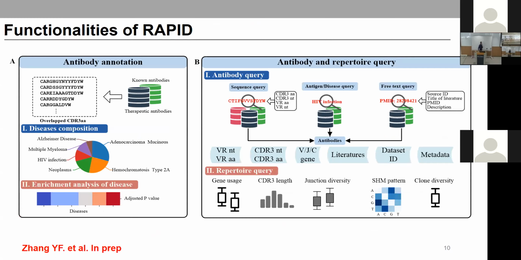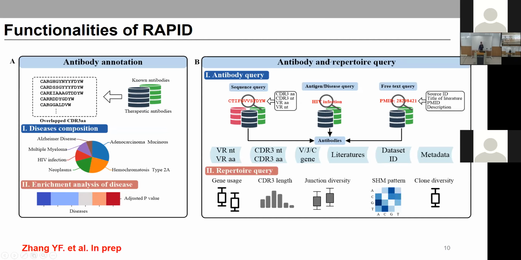So these are the functions of RAPID. On the left side, we have antibody annotation, because we have known antibodies and therapeutic antibodies. We take the CDR3 amino acid sequence or nucleotide sequence. Whenever we get Rep-seq data, we compare any one of its CDR3s against the CDR3s in these two data sets. And we can also do enrichment analysis for diseases.